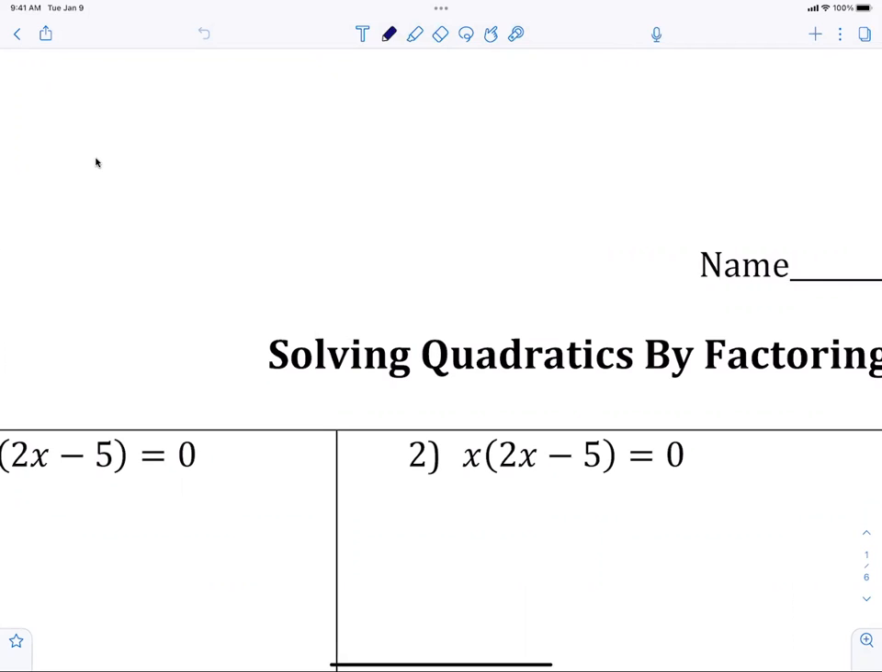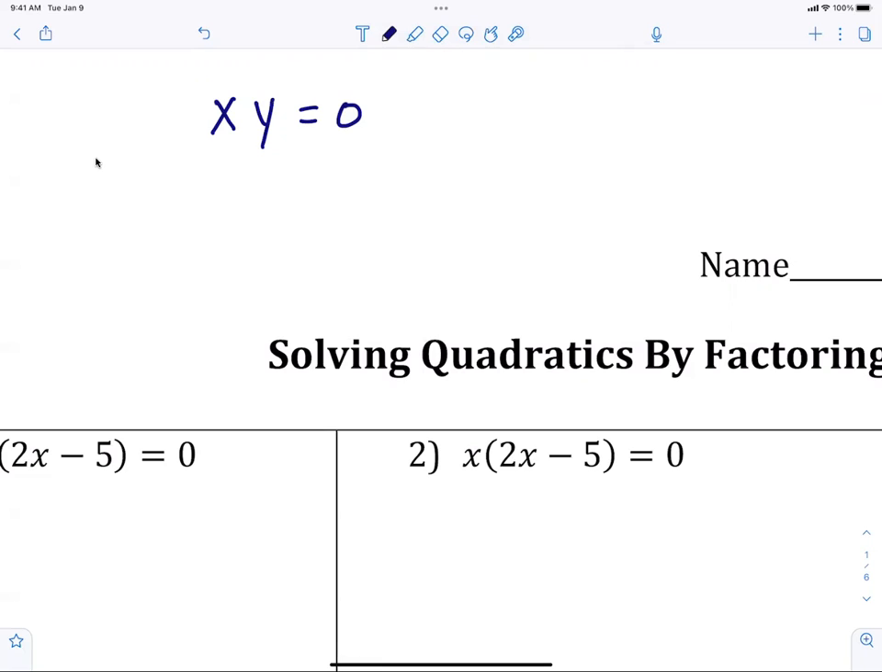If I say X times Y equals 0, what must be true? Thank you for saying that. 100% true. One of them has to be 0. When you multiply two things together and you get 0, one of them is 0. Can they both be 0?